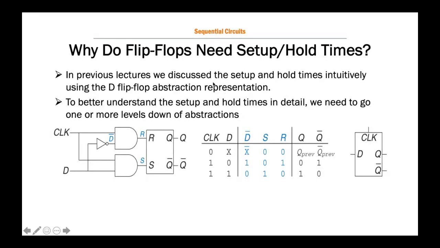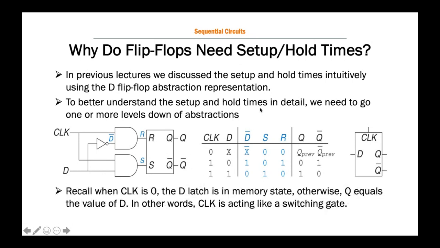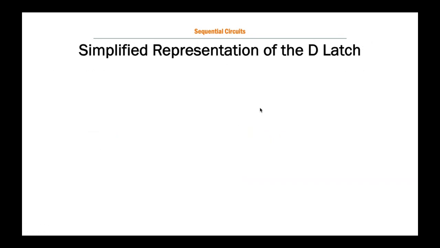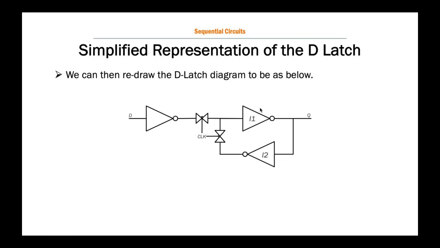In order for us to understand the setup and hold time one more time, we will need to propose a slightly lower level of abstraction. So I'm going to propose another diagram that still represents the D latch. If you remember, the latch is nothing but, in its simplest form with no inputs, two inverters connected to each other. So I have the two inverters.